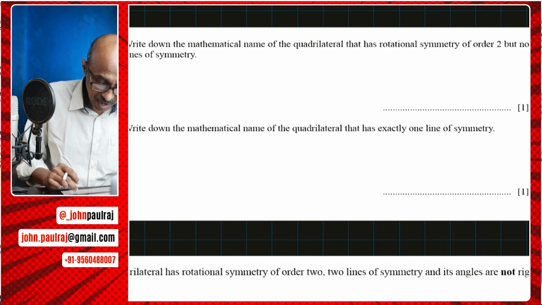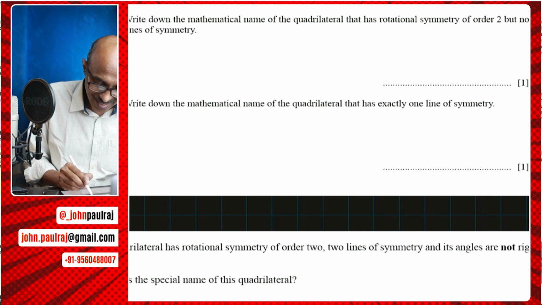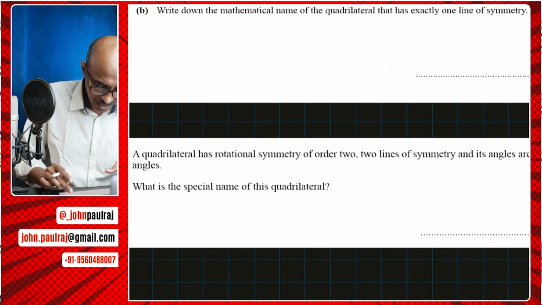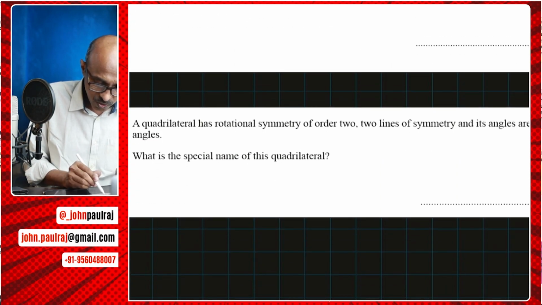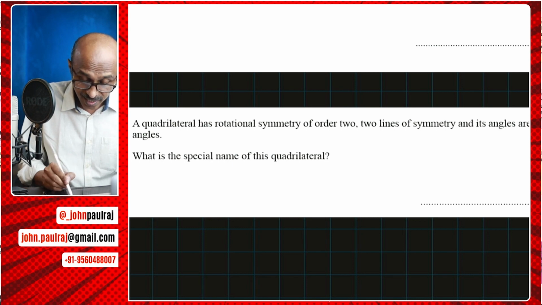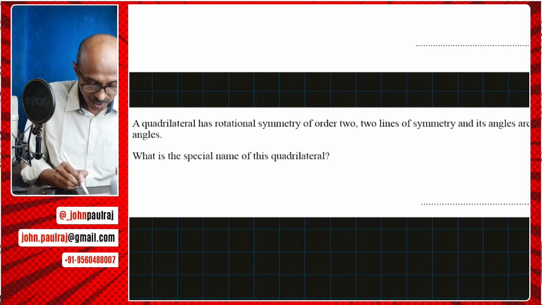Then write down the mathematical name of the quadrilateral that has exactly one line of symmetry. It's a kite, right? We just saw it here, this one. Okay. Then this one: a quadrilateral has rotational symmetry of order 2, 2 lines of symmetry, and its angles are not right angles. What is the special name of this quadrilateral?